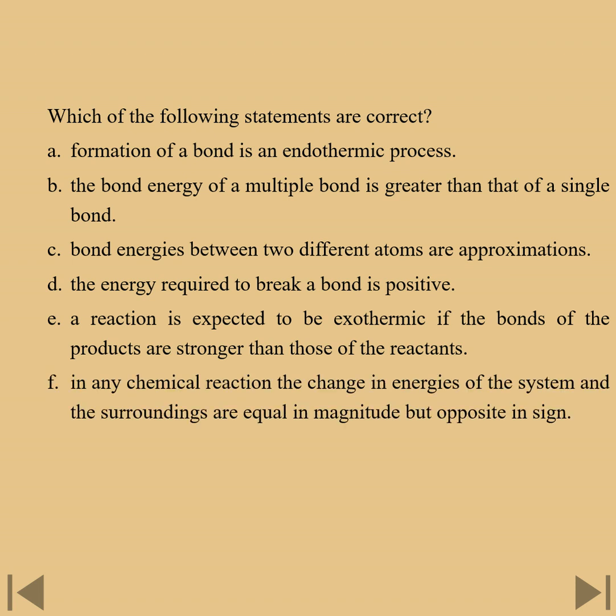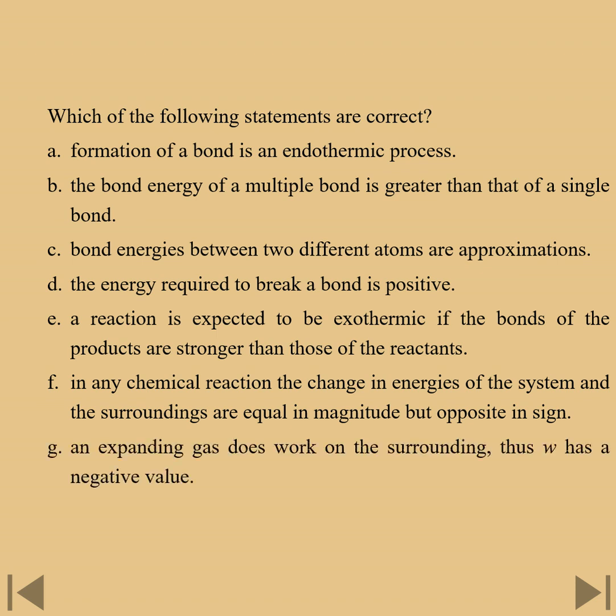True or false? In a chemical reaction, the change in energy of the system and the surroundings are equal in magnitude but opposite in sign. This is true. True or false? An expanding gas does work on the surroundings, thus W has a negative value. This is true.